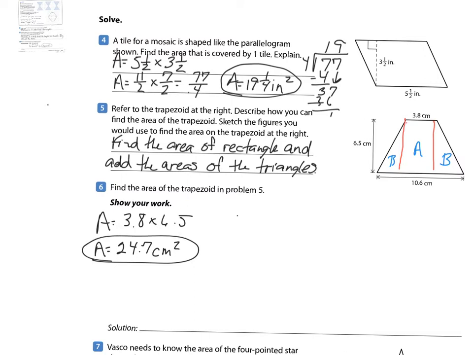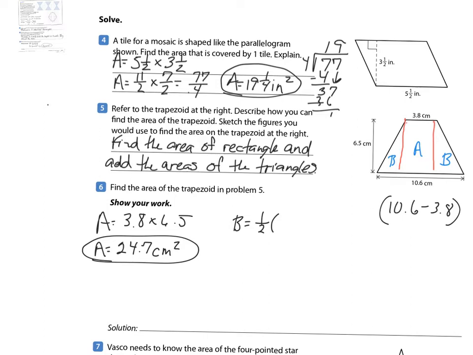For the triangles, I'm going to put the formula for a triangle is 1/2 times the base. Well, to find the length of the base, we have to take 10 6/10 and subtract 3 8/10.